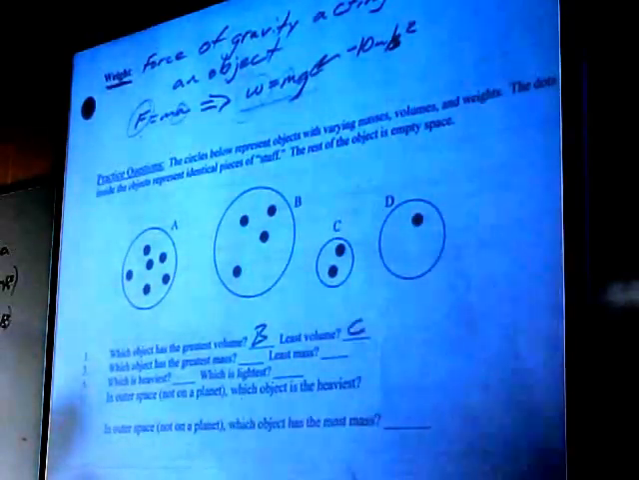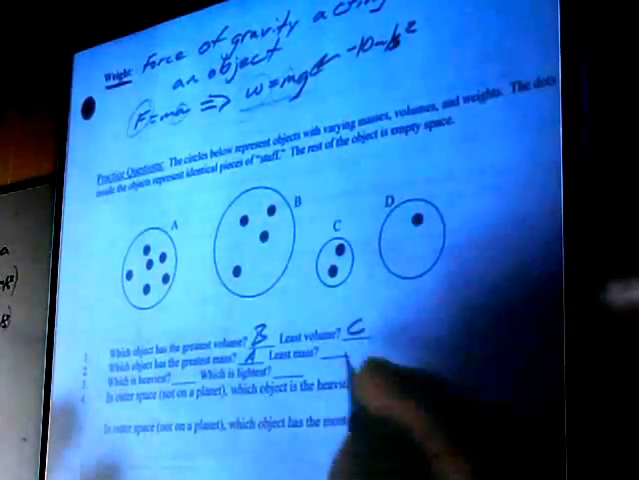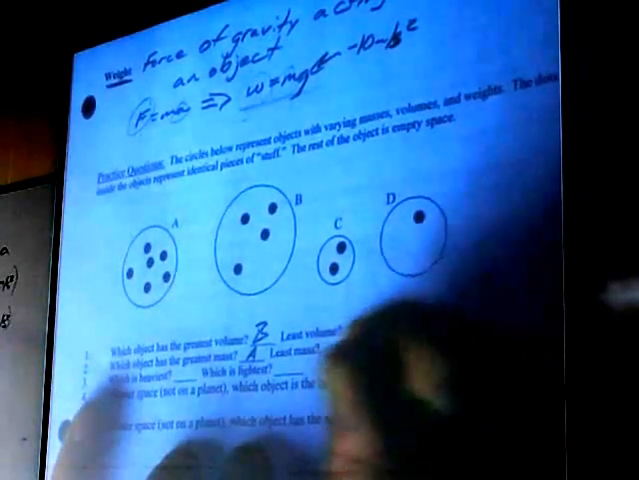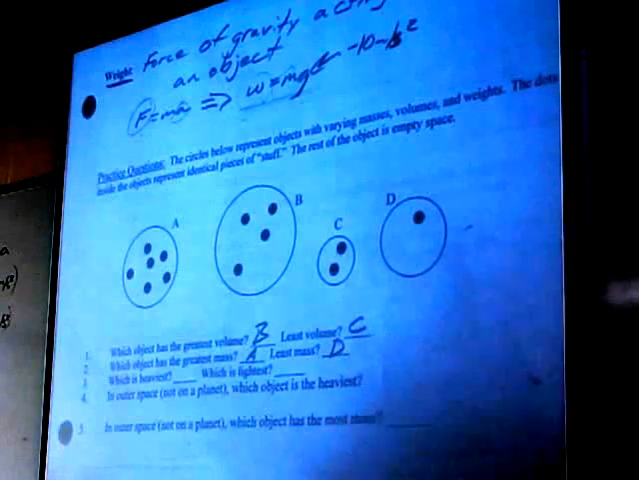Which one has the most mass? A. It's got the most stuff in it. It's not the biggest, but it's got the most stuff. Least mass is C. Oh, not C. What is it? D. Yeah. Sorry.